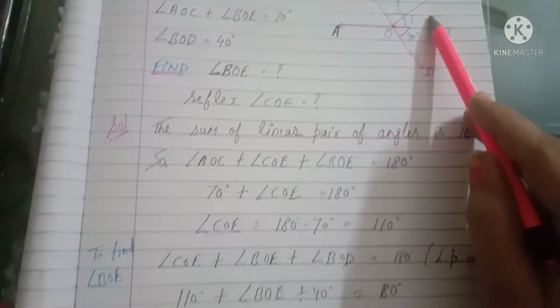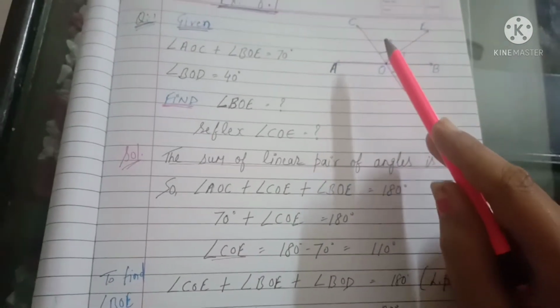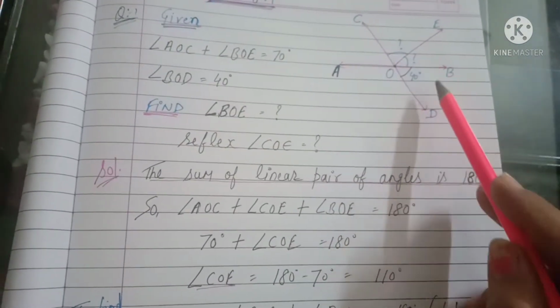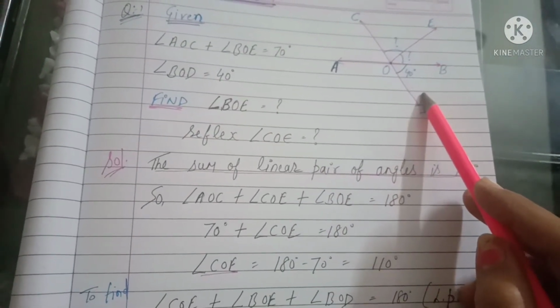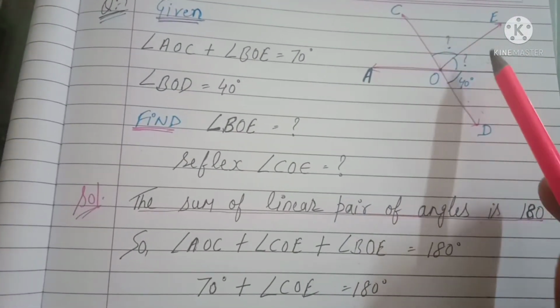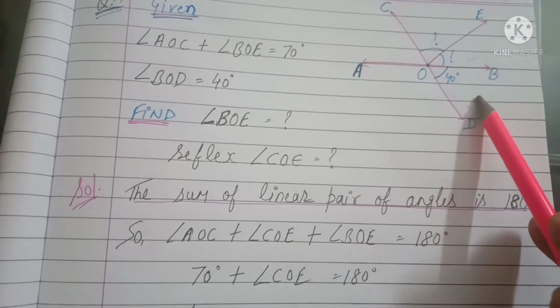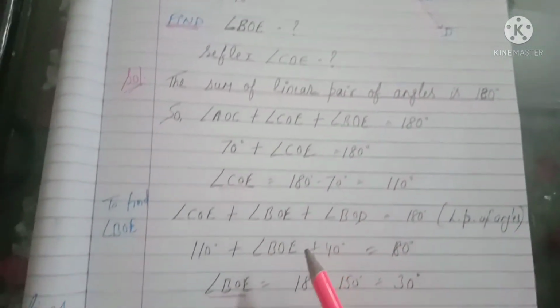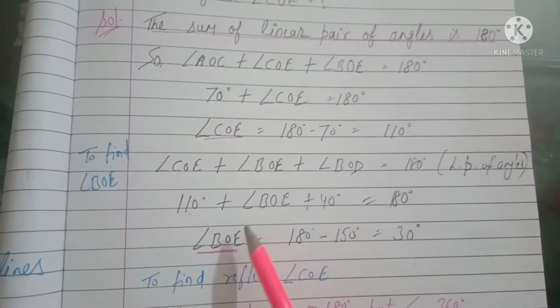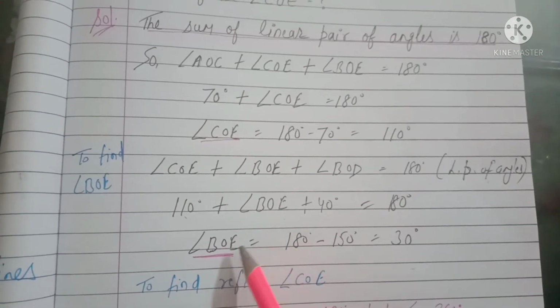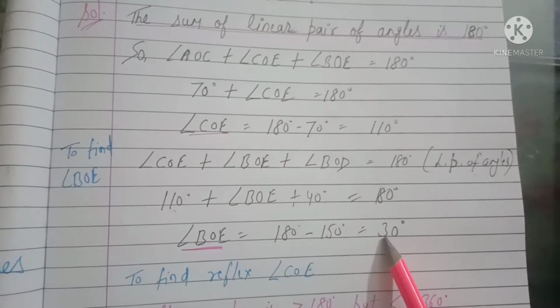Now we have to find the angle BOE. Now again, the sum of these three linear pair angles is equal to 180 degrees. Means angle COE plus angle BOE plus angle BOD is equal to 180 degrees. Now from here we can find out the value of BOE, which is equal to 30 degrees.